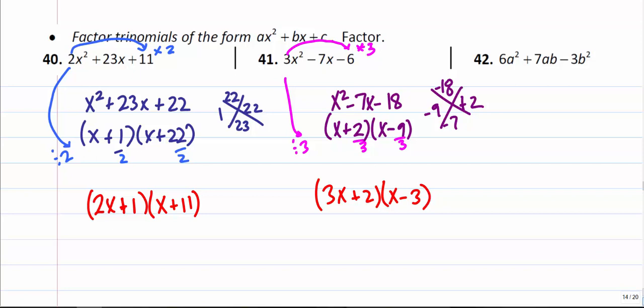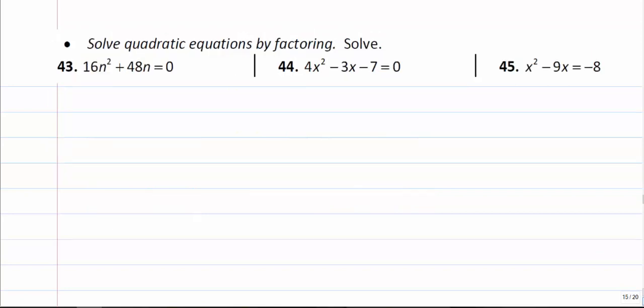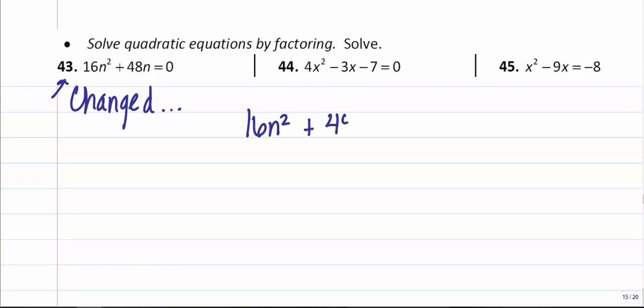All right, moving along. Okay, so these are solved quadratic equations by factoring. The other night when I did this in my class, I actually added a number to number 43. So I'm going to change this to 16n squared plus 48n minus 64 equals 0.